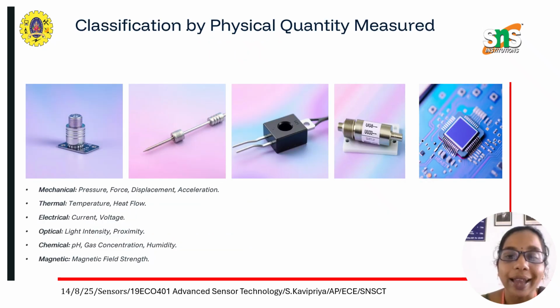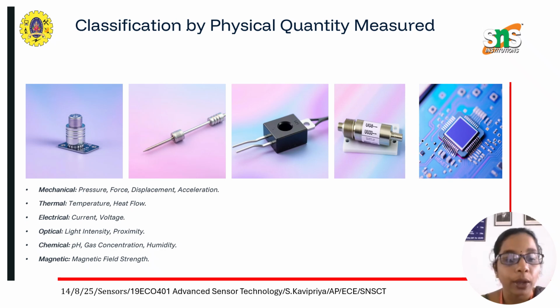Next, the classification of sensors based on the physical quantity they sense. It is classified into 6 types: mechanical, thermal, electrical, optical, chemical and magnetic. Mechanical is meant for sensing physical quantities like pressure, force, displacement and acceleration. Thermal is used for measuring temperature and heat flow.